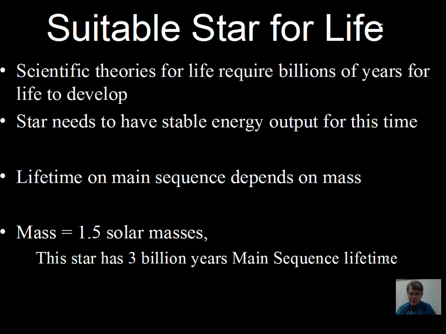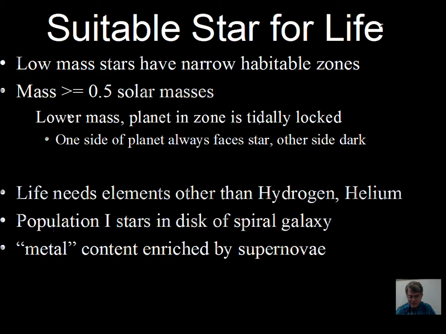We know that the lifetime of a star on the main sequence depends on the mass of the star. A 1.5 solar mass star roughly has 3 billion years of main sequence lifetime. The sun, roughly 10 billion years of main sequence lifetime. So from a scientific point of view, we would want to investigate stars that are 1.5 solar masses and smaller, because those stars have a long life on the main sequence, a stable luminosity where life on the planet could develop. There is a difficulty in getting too small for the mass of the star.